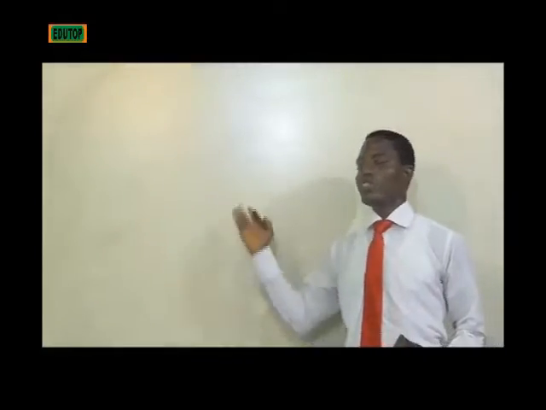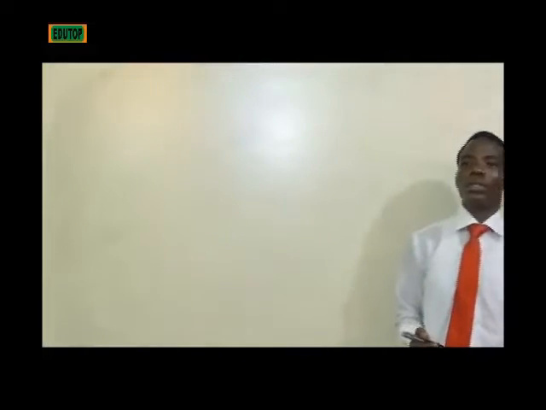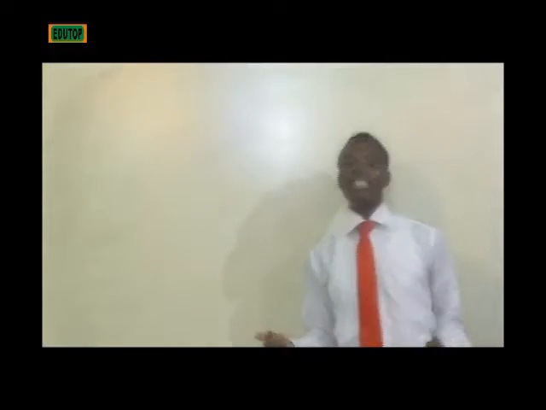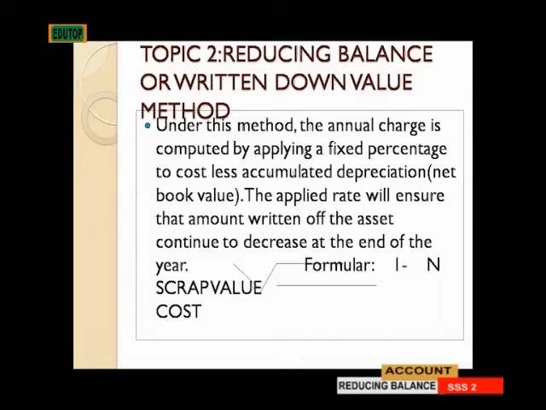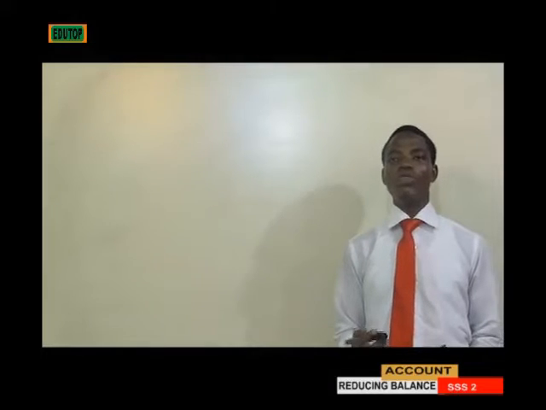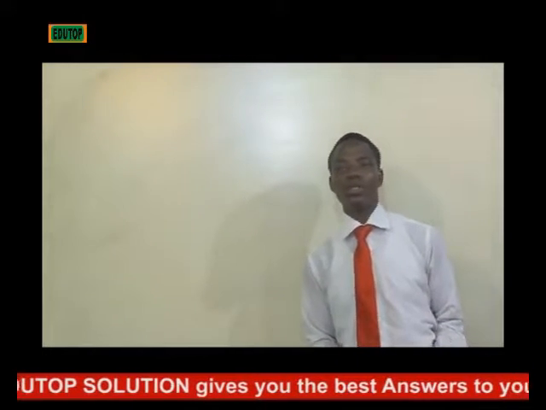We're going to the reducing balance method, and it can also be called the written down value method. Under this method, the annual charge is computed by applying a fixed percentage to cost less accumulated depreciation, which is net book value. Then the applied rate will ensure that the amounts written off continue to decrease at the end of the year. Here, you call this one reducing. You can also call it the diminishing balance method.